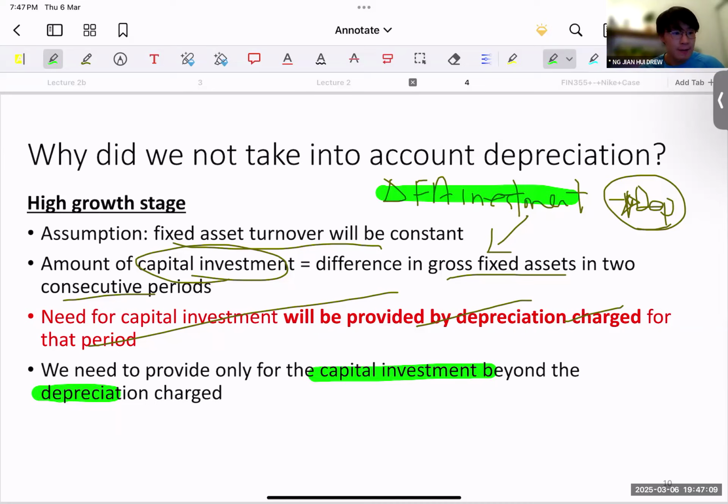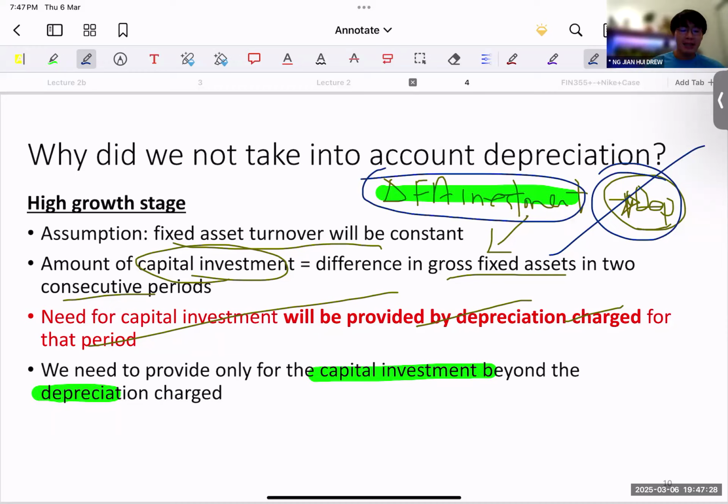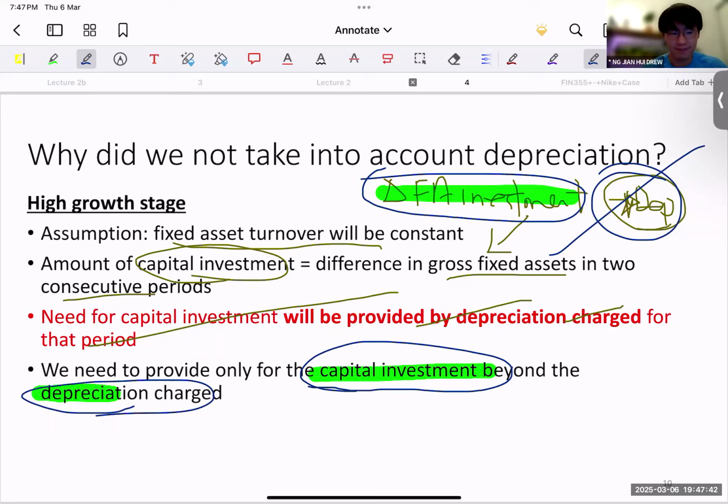And so because of this, we know that this component here, minus fixed asset, cancels out with the plus depreciation in your operating cash flow. And so what is left over is your change in fixed asset investment amount. And so whatever you need to be provided is only the capital investment, which is your change in fixed asset investment beyond the depreciation charge. So please take note, this red thing is wrong here. This is not very correct.